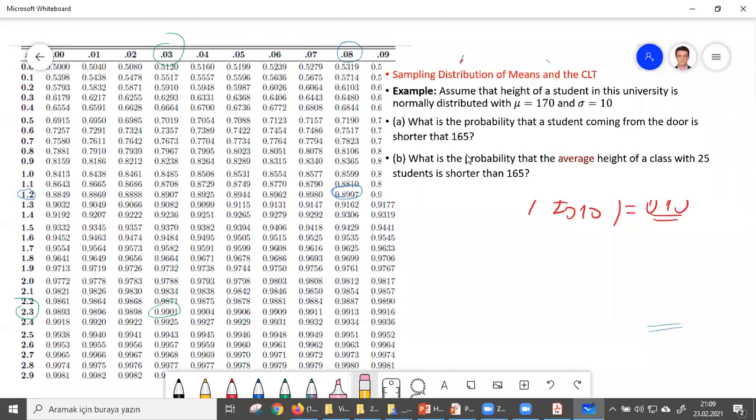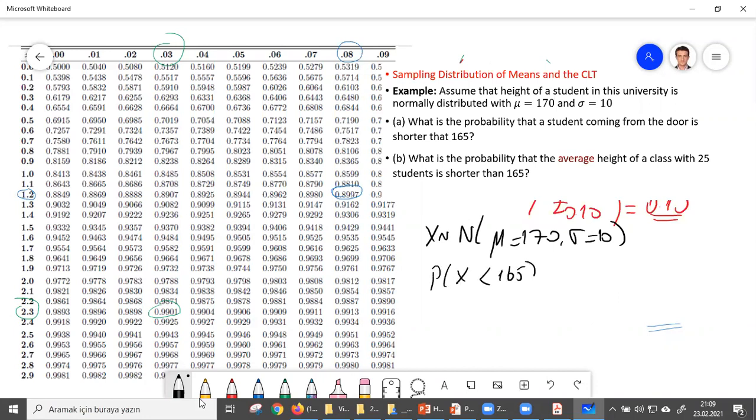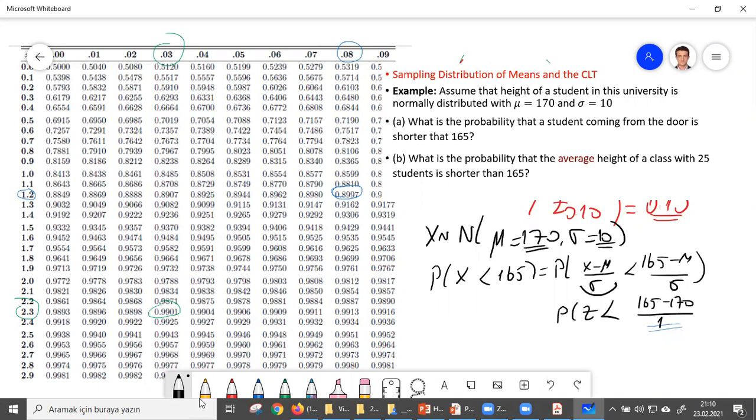So that's a distribution where the heights of people are normally distributed with mean 170 and sigma equal to 10. So what is the probability that a student coming from the door is shorter than 165? That's easy, right? So x is smaller than 165. Just convert this to standard normal: x minus mu divided by sigma. Mu comes from here, sigma comes from here. This is z by definition.